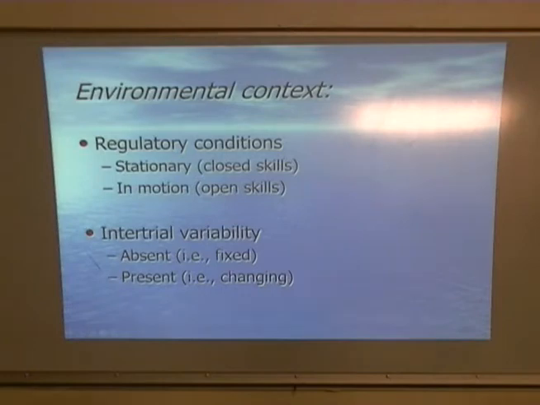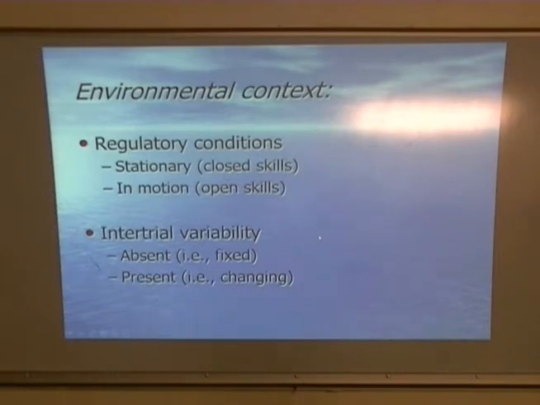So intertrial variability means, do the environmental characteristics stay the same every time I do the skill, or are they different between trials? So she called this absent. That means that the environment is fixed, it's the same, there's no variability. Or present, the environment is changing and therefore there is variability.